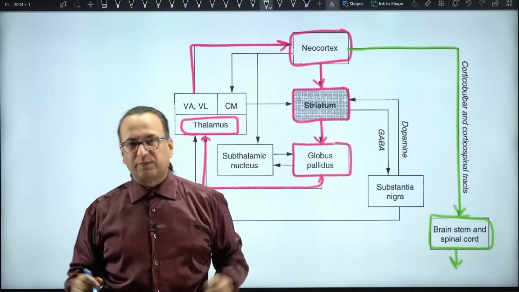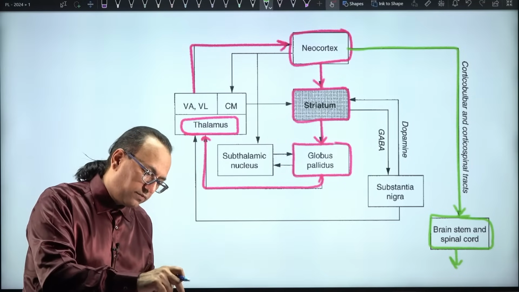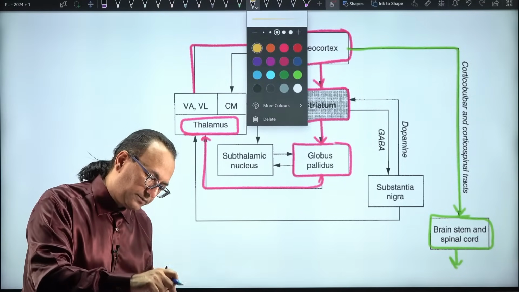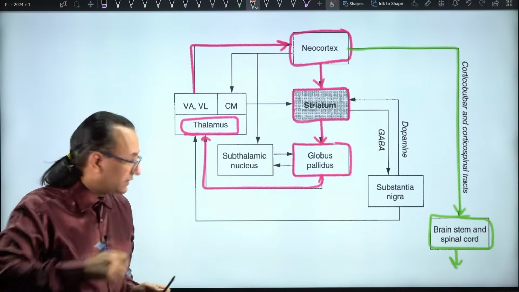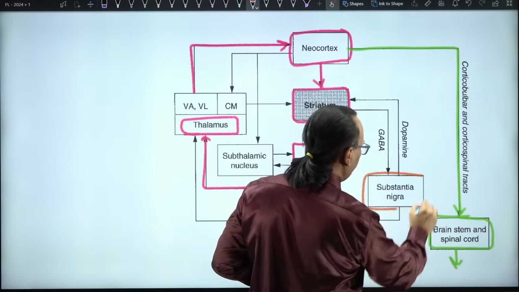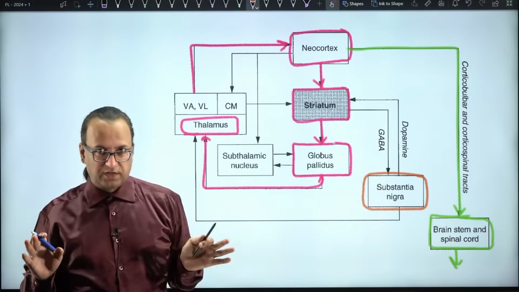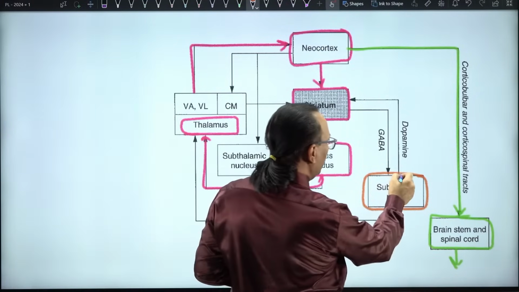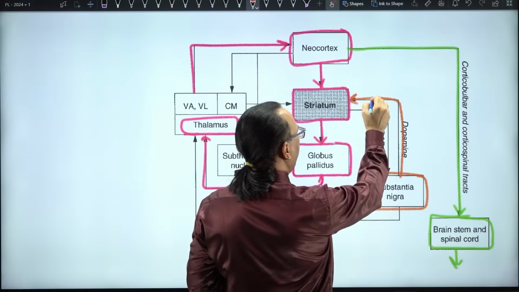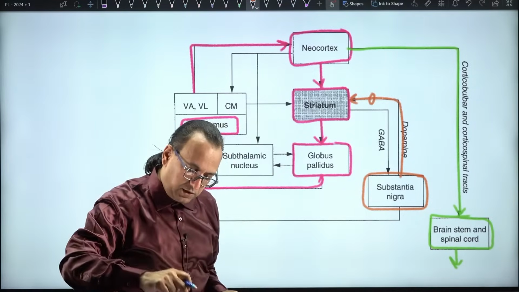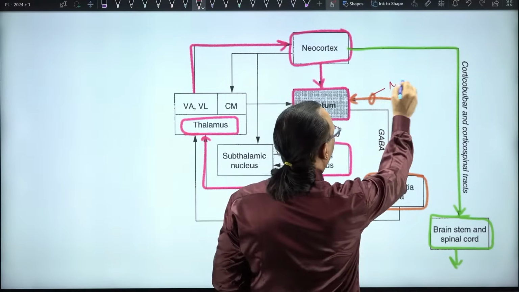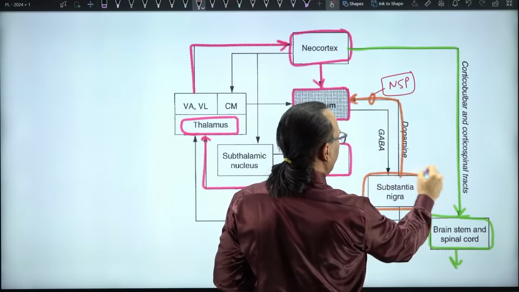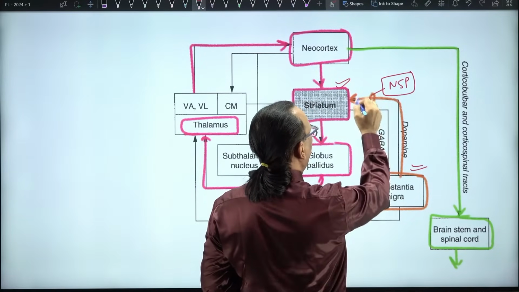Now, what is the role of substantia nigra here? The role of substantia nigra, as you will notice, is that substantia nigra does not come in this pathway. It is just influencing the striatum. This is called as nigrostriatal pathway. So, this is the nigrostriatal pathway. Substantia nigra going to striatum, and that is what the examiner is asking.